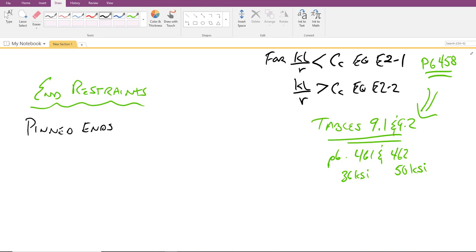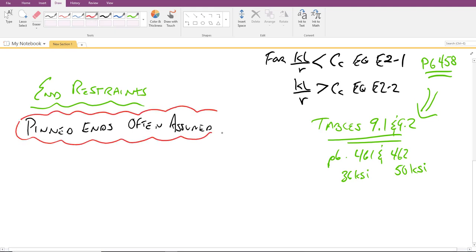What I want to tell you is that pinned ends are often assumed simply because it's hard to determine fixity. It's hard to determine what those end values actually are and how close to being fixed they are. And so one of the common assumptions that ends up being conservative is that when they're doing design, they will often assume that pinned ends are utilized as opposed to a fixed connection.